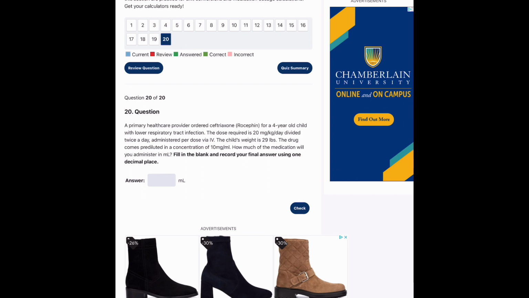The dose required is 20 milligrams per kilogram per day, divided twice a day, administered per dose via IV. The child's weight is 29 pounds. The drug comes pre-diluted in a concentration of 10 milligrams per milliliter. How much of the medication will you administer in milliliters? Fill in the blank, record your final answer using 1 decimal place. So we do know the rounding rule. They want it 1 decimal place.